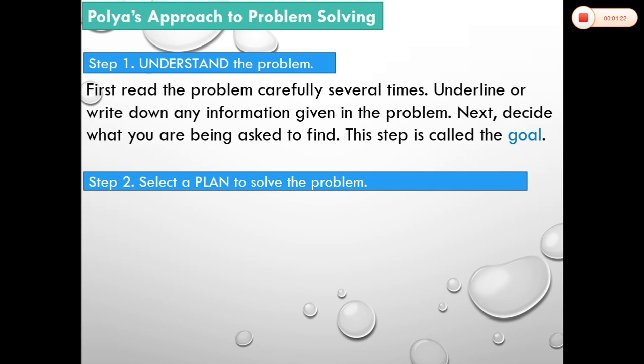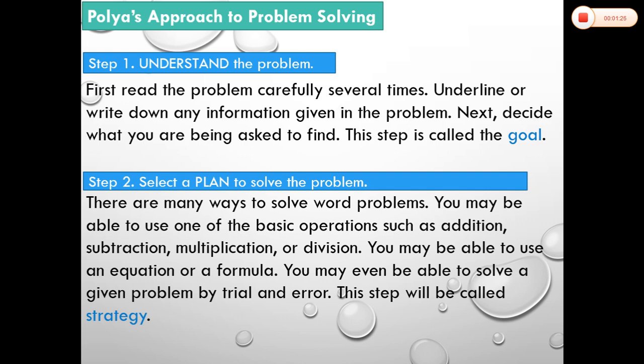Step number 2 is select a plan to solve the problem. There are many ways to solve word problems. You may be able to use one of the basic operations such as addition, subtraction, multiplication, or division. You may be able to use an equation or a formula. You may even be able to solve a given problem by trial and error. This step will be called strategy.